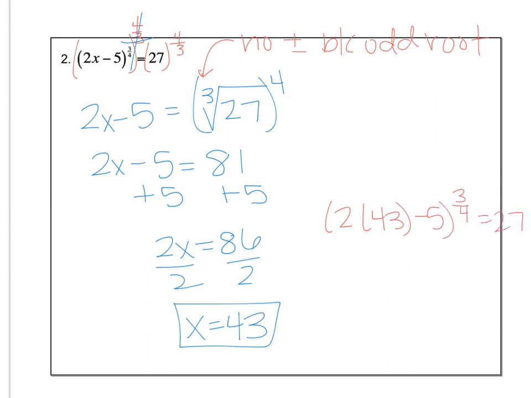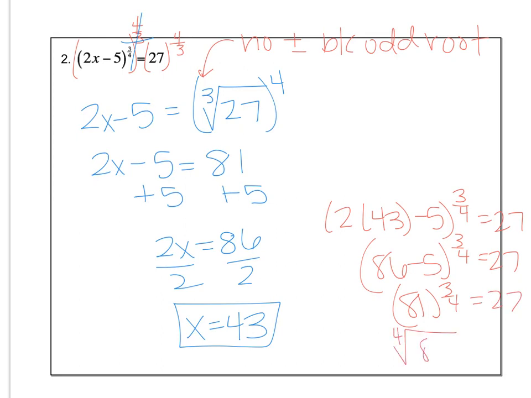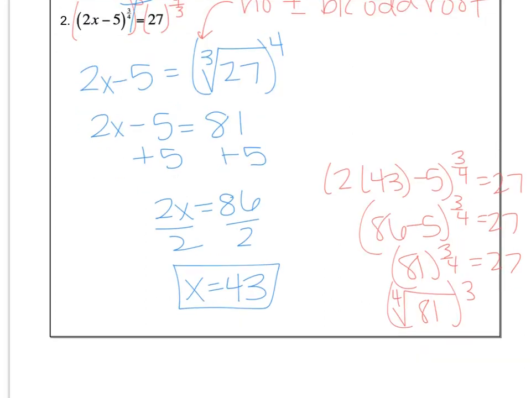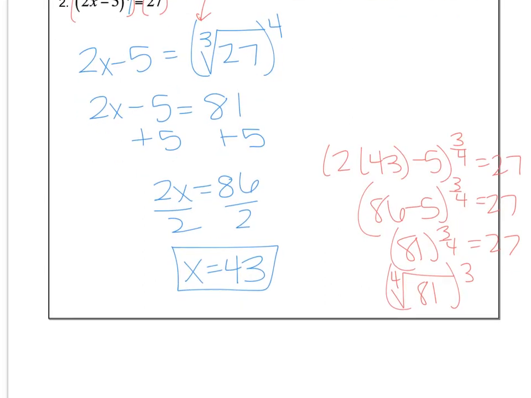Just plug it into the original equation. We're going to get 86 minus 5. That's 81. And then we have to do what it says to do. It's the 4th root of 81 cubed. The 4th root of 81 is, in fact, 3. And then 3 cubed is 27. So we get 27 equals 27. We're good. So it works. Check.